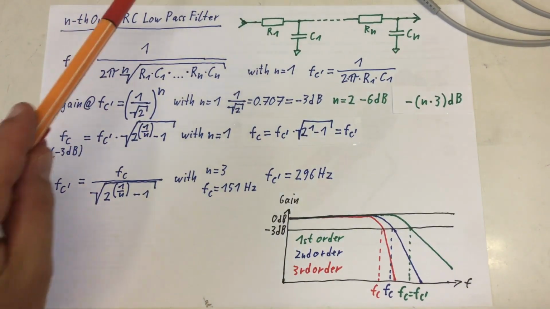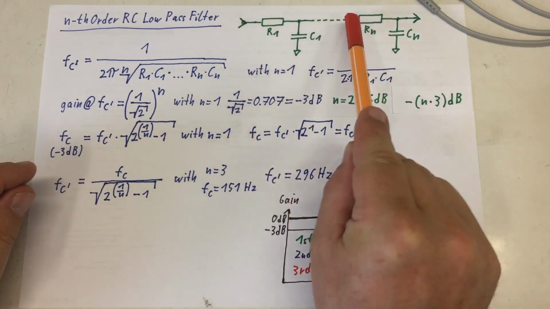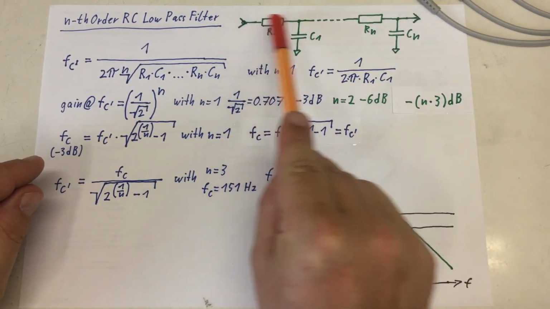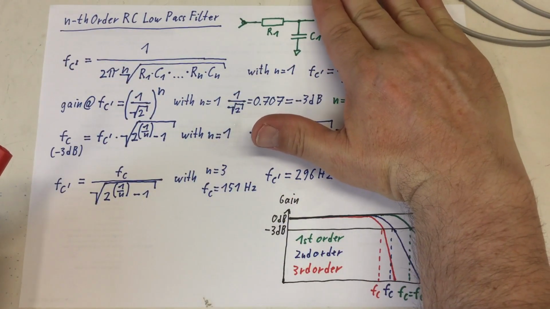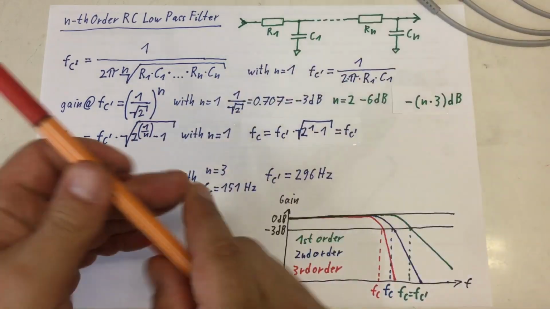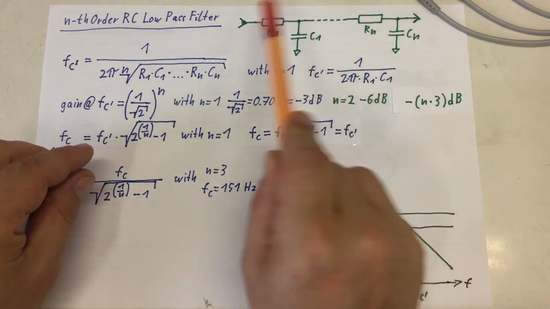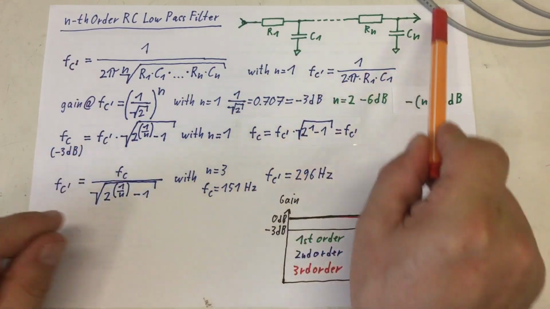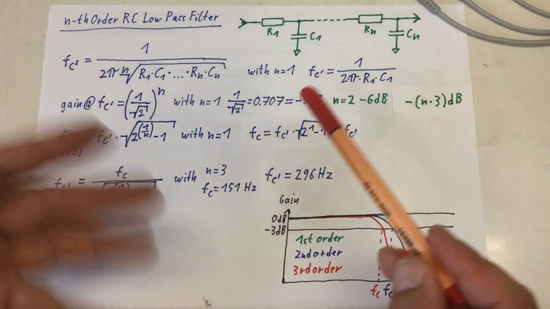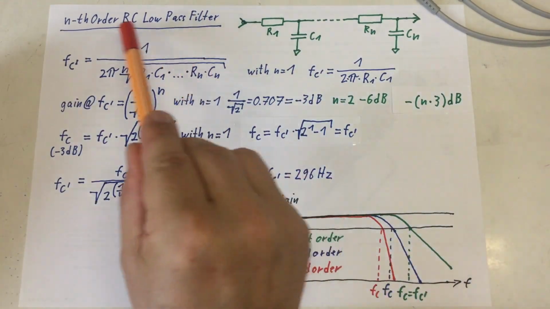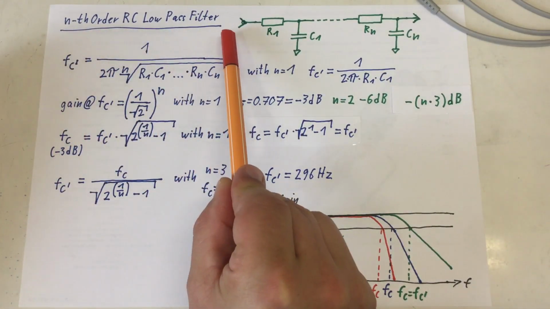An nth order RC low-pass filter is really just n single RC low-pass filters in series. So this alone would be a first order RC low-pass filter, and if that dotted line wouldn't be here and we really had 2 resistors and 2 capacitors, that whole thing would be a second order RC low-pass filter, and so on. That's the formula to calculate the cutoff frequency of an nth order RC low-pass filter.